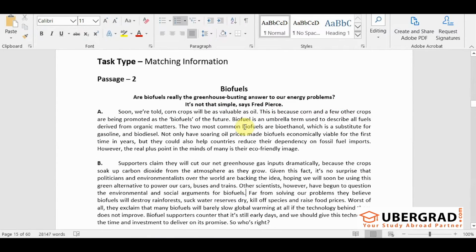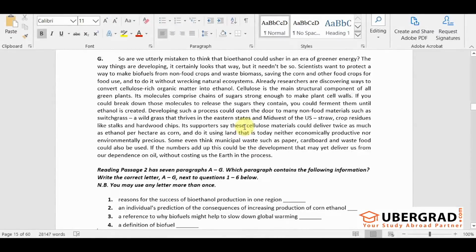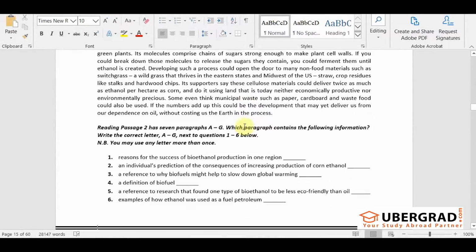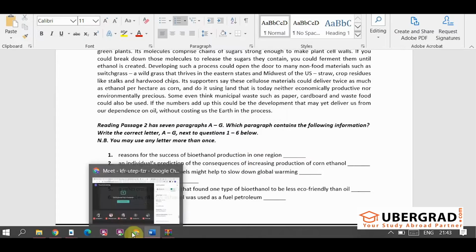Now again you can see that the paragraphs are labeled over here, A to G. What we have to do is, some information is given to us, like reasons for the success of bioethanol production in one region. We have to find out the paragraph which contains this information, and we have to just write down the label of that paragraph, A to G. Got it, all of you?